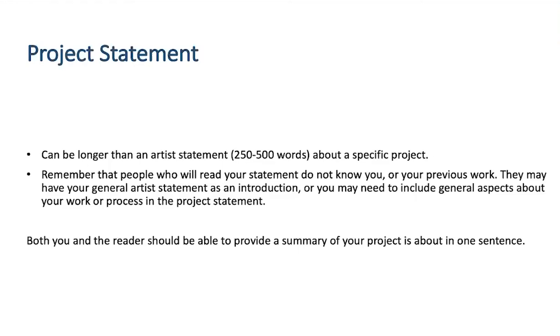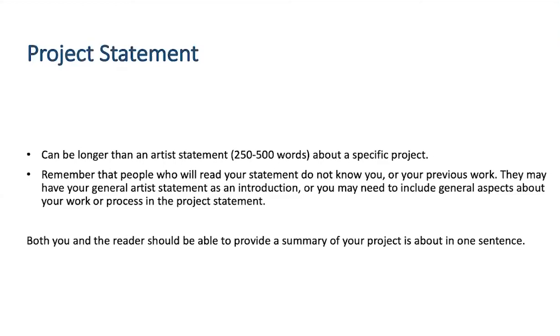Even though this text can go on for almost a page, what is really important is that when the reader comes to the end of your text, they are able to summarize what you're doing or what you aim to do in just one sentence. If you're not able to do this yourself, then it's unlikely that your reader is going to be able to do that as well. So it's really important to ask yourself this question at the end of writing either your artist statement or project statement: am I able to summarize what I do in one sentence?